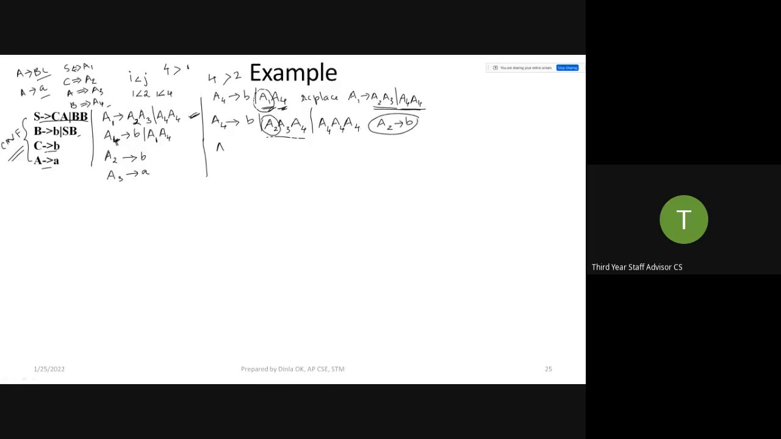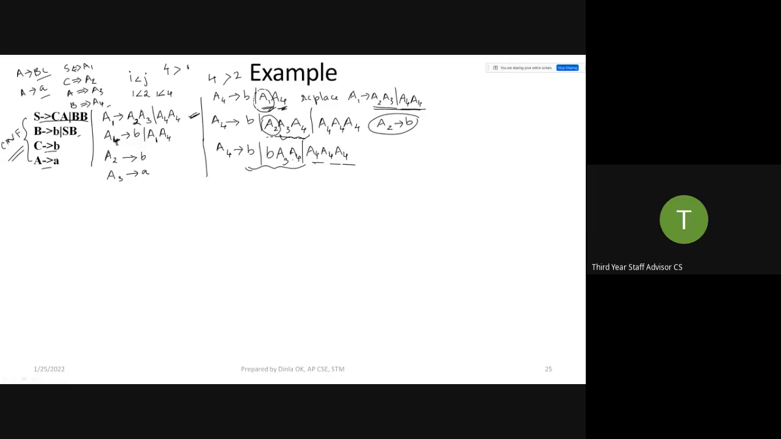So our production A4 will be of the form B, or A2 can be replaced with a small b, and we have A3 and A4 here. The remaining A3 and A4 are written as such. Then we have A4 A4 A4. Okay, so these two are in GNF, because a non-terminal implies a terminal, then a non-terminal implies a terminal followed by two non-terminals. It is in GNF. Okay, so next there is one more production here, that is A4 implies A4 A4 A4.